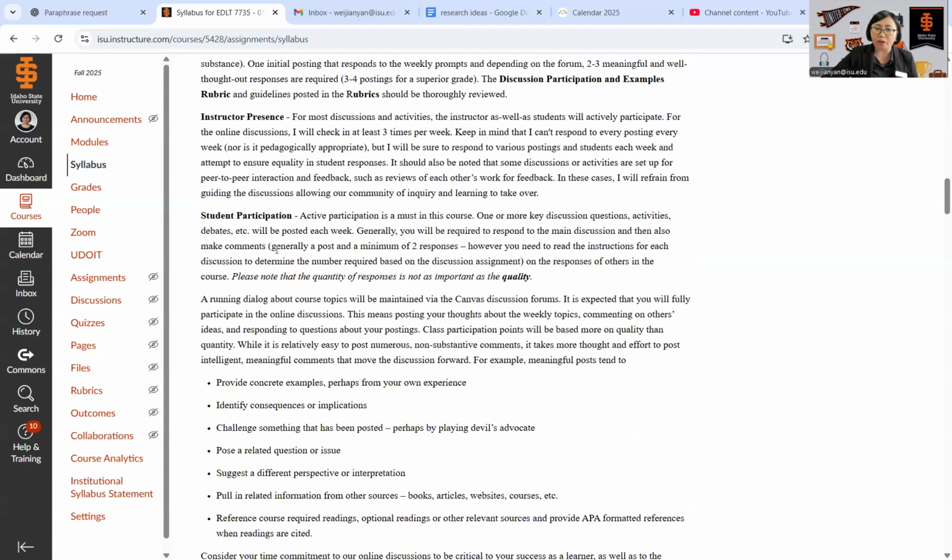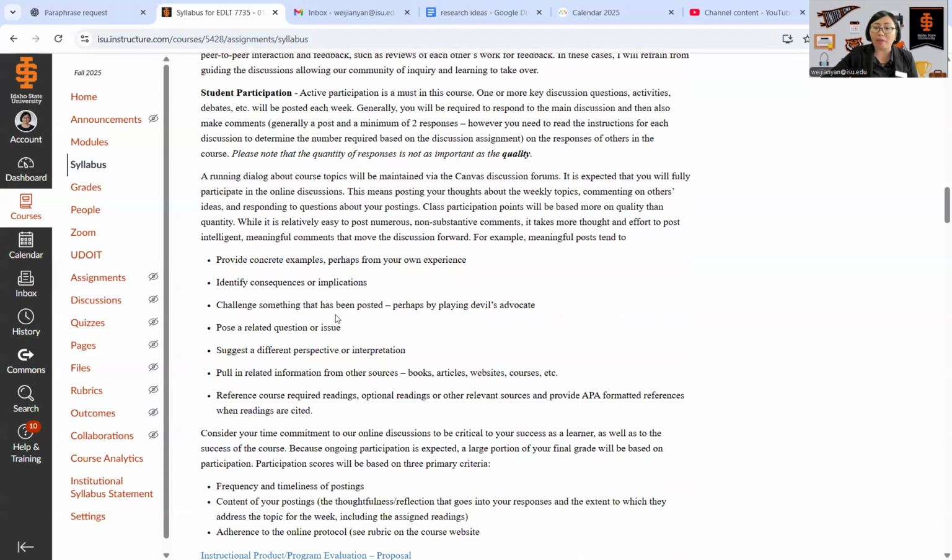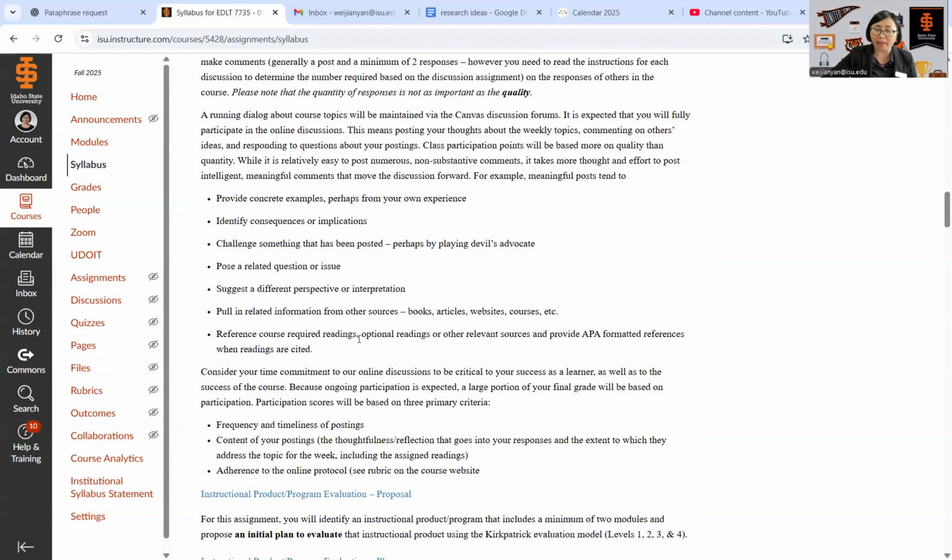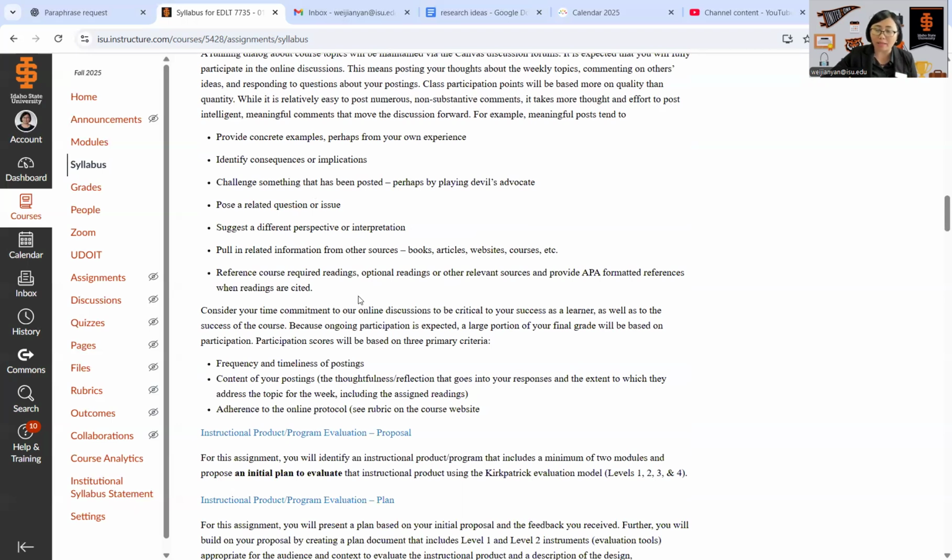So here, students' participation is about the quality of discussion. Please read it carefully. We focus more on quality over quantity. Here, it tells what is a good quality post. Please try your best to provide insights or ask questions to keep the conversation going.